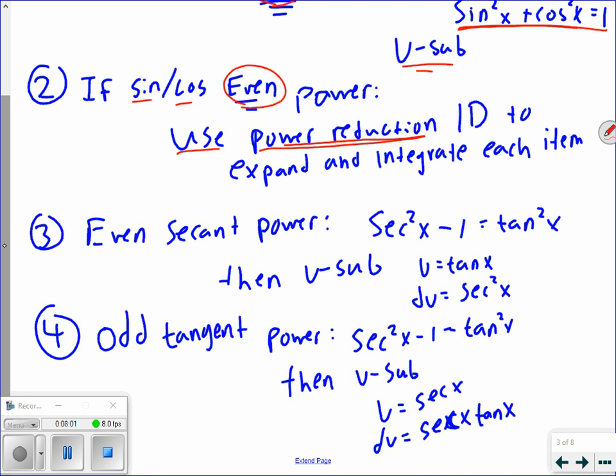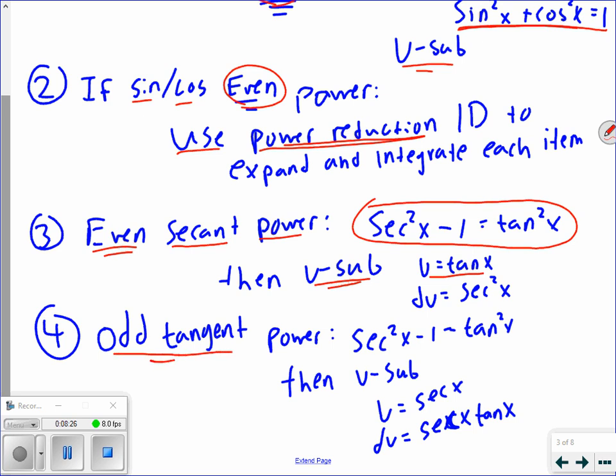Now, if you don't have either one of those, if you have instead an even secant power, okay, the ID you're going to end up using as part of the Pythagorean identity, it's secant squared of x minus 1 equals tan squared of x. And you're eventually going to do u sub, and u is going to be tan. So you're going to see how that works in a second. Or the last thing you could have is an odd tangent power. Then you're going to still use the same Pythagorean identity, but instead of u being tan, u is going to be secant.